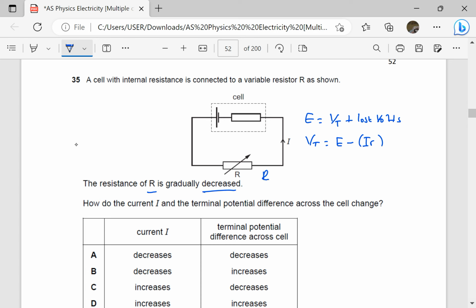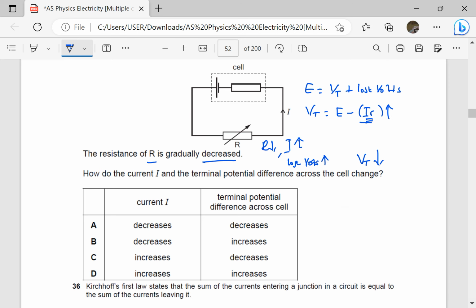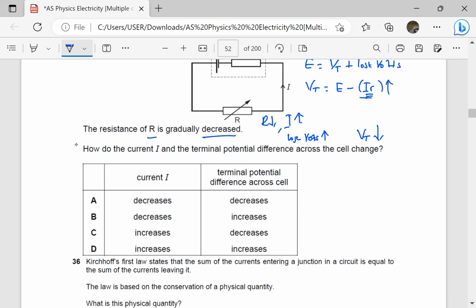The resistance R is gradually decreased. So if R is decreased, it means the current I increases. If I increases, it means the lost volts increase. So this part is becoming bigger. If the lost volts increased, it means the terminal PD actually decreases. So the terminal PD must decrease because the current increases, so ignore those ones. The terminal PD decreases, so our answer is going to be C.